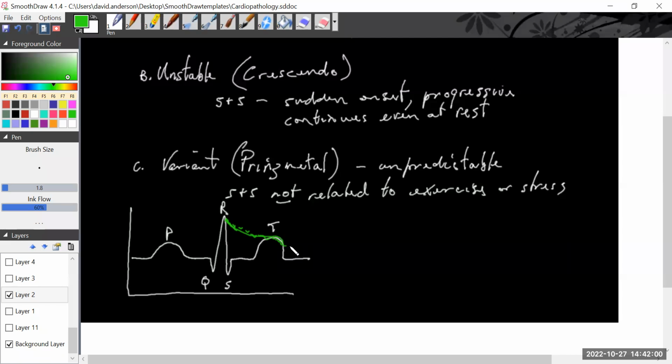So again, if it's transient and an elevated ST, then we're thinking more about angina. If the symptoms are more consistent and somewhat progressive with an elevated ST, we've got to rule out a myocardial infarction, which we'll be talking about next.